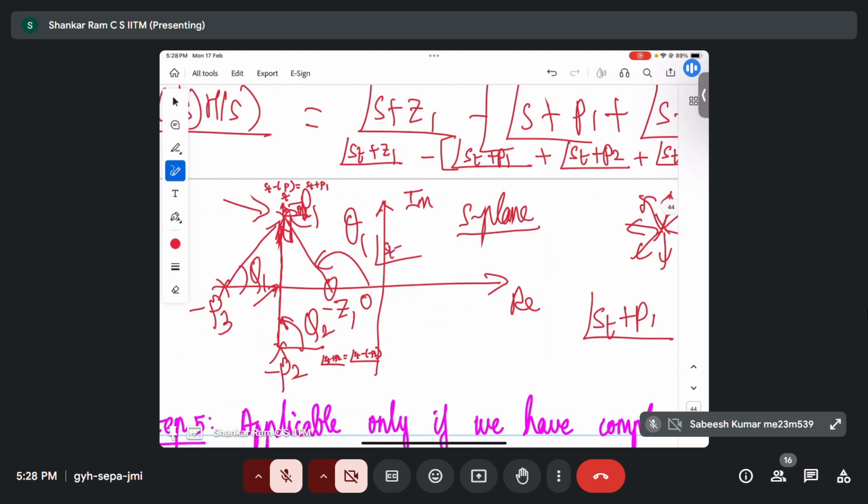So what will be ST plus Z1? Let's figure it out. It is the vector drawn from minus Z1 to ST, or minus P1. Now I hope it's clear how we got theta. Yes, sir, clear. Thank you.